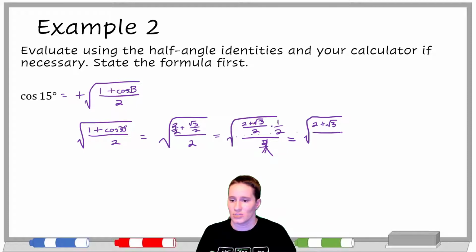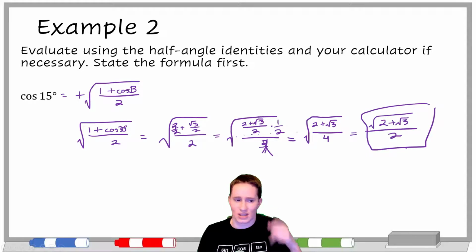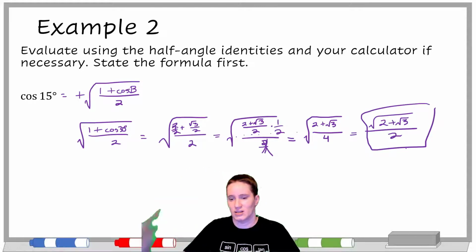2 times 2 on bottom is 4. We can square root the 4 on bottom. We can't square root the top though, so we are basically separating them out. And see how similar that is to the answer we just got for example 1.